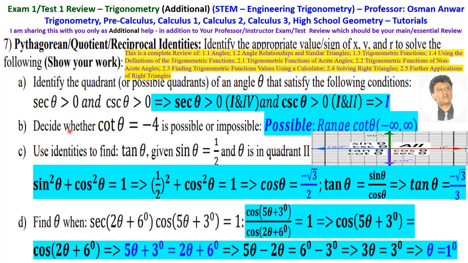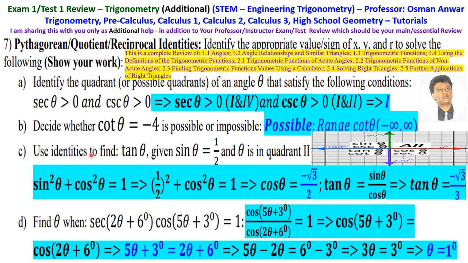Okay. Number B is decide whether cotan theta is minus 4 is possible or impossible. It is possible because the range of cotan theta is from minus infinity to infinity. That is, cotan theta could be any number. Okay. So it is possible.